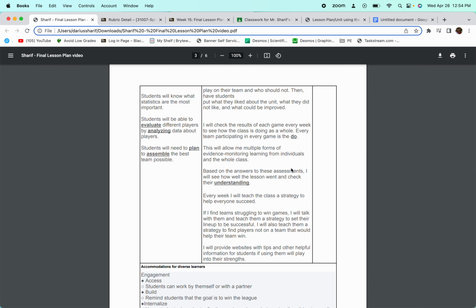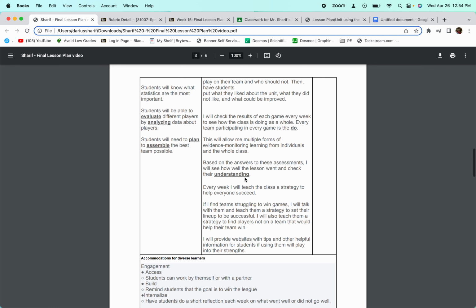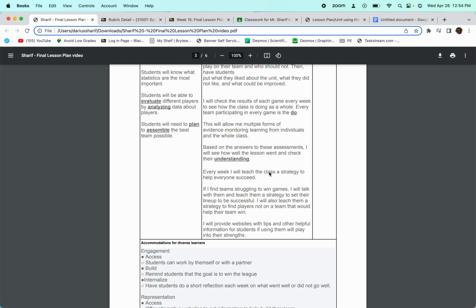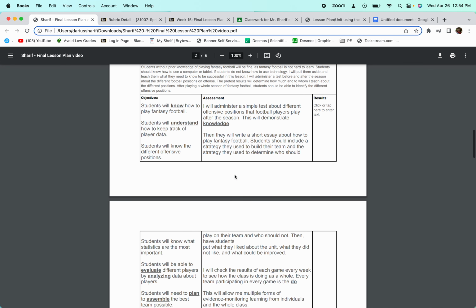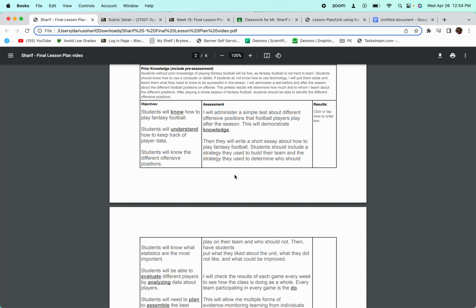Based on the answers to these assessments, I will see how well the lesson went, and that will be part of the understanding part of the KUD. And then every week I will teach the class a strategy to help everyone succeed. So basically, this part is my assessment though. So that's also step 3 of the TIP model, because like I said, it's objectives and assessment. So the assessment goes directly into step 3 for the assessment part.